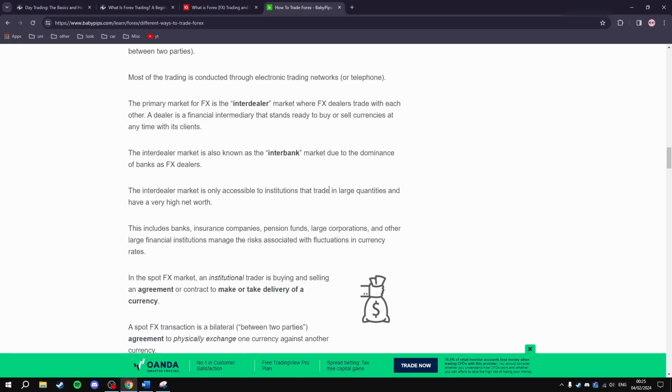The inter-dealer market is also known as the interbank market due to the dominance of banks as FX dealers. The inter-dealer market is only accessible to institutions that trade in large quantities and have very high net worth.